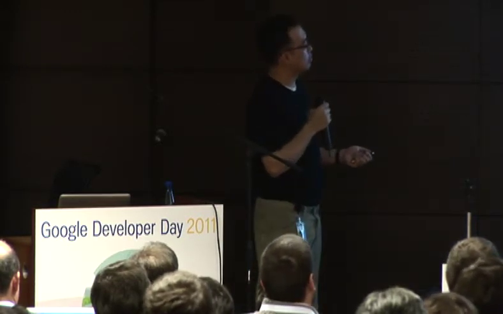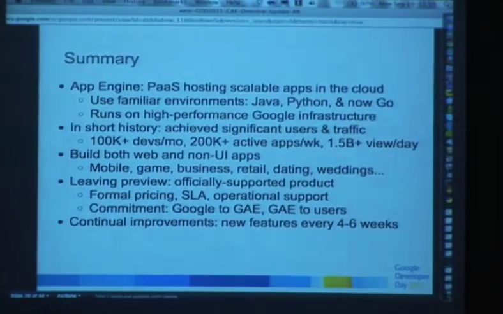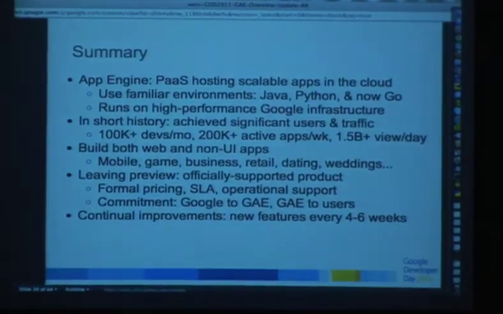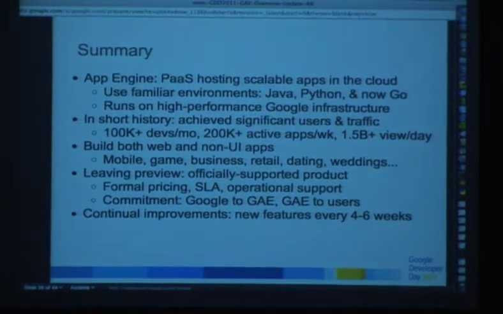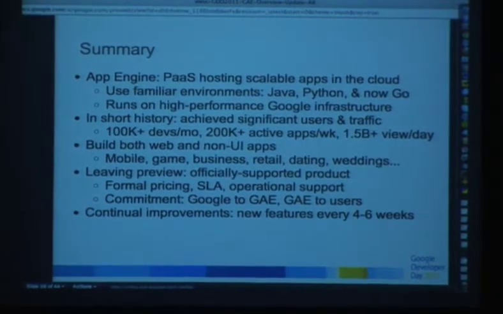It's exciting because based on how many users we have and how excited developers like you guys are about App Engine, we're leaving preview and becoming an official product. So there's more formal pricing, there's an SLA, there's support, there's commitment by Google to App Engine and then App Engine to users. And we're always adding new features every 4 to 6 weeks. So we just came out with 1.5.4, but we're already working on 1.5.5, and that should be coming out within a few weeks. All right, that's it.